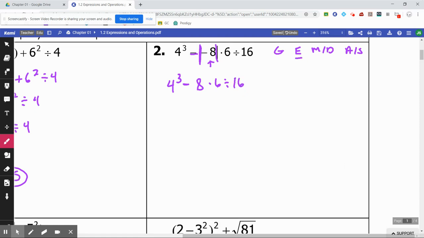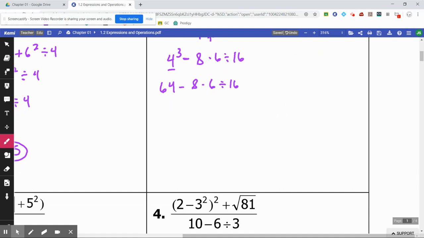Exponents are next. So here's your exponents. 4 times 4 times 4 is 64 minus 8 times 6 divided by 16. We will now multiply and divide in order. Now, here's something I want you to get into a habit of. This 8, since it's a minus in front of it, treat it like a -8. So you have a -8 times 6. That's a negative times a positive. A negative times a positive is a -48. Bring down divided by 16.